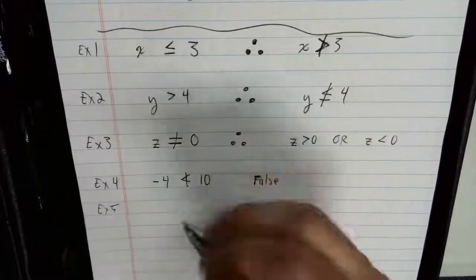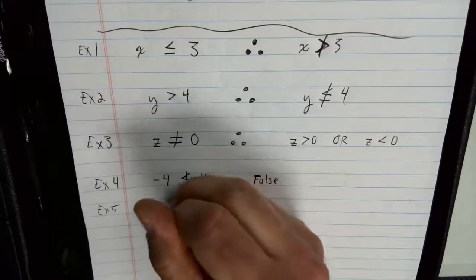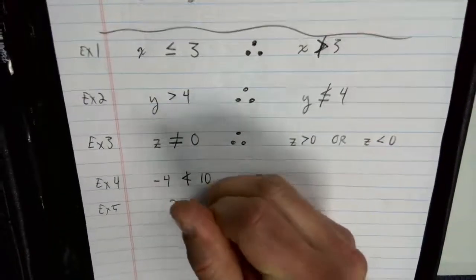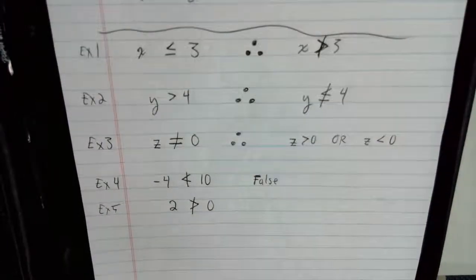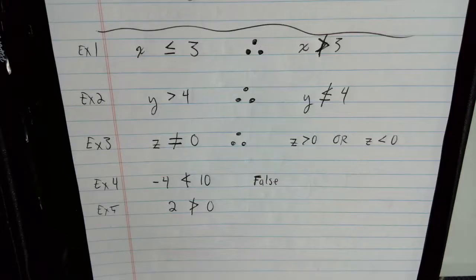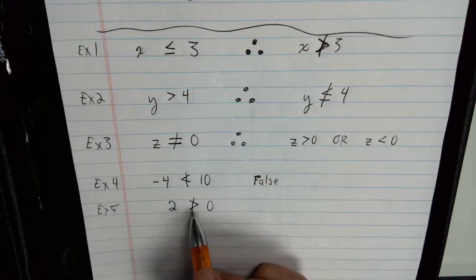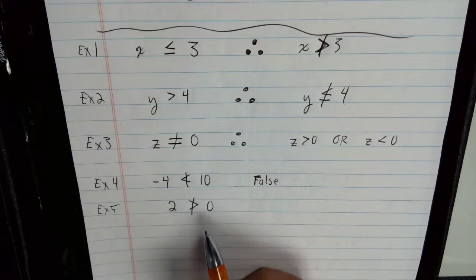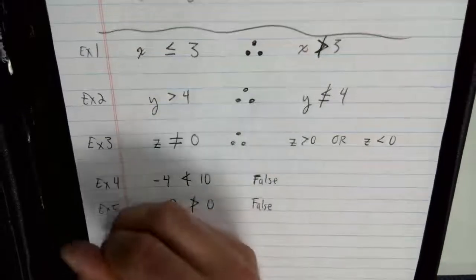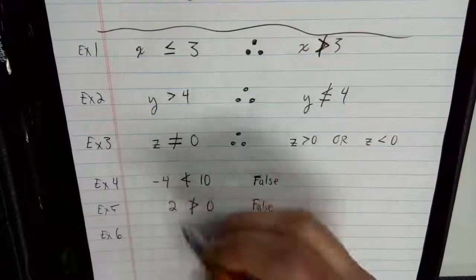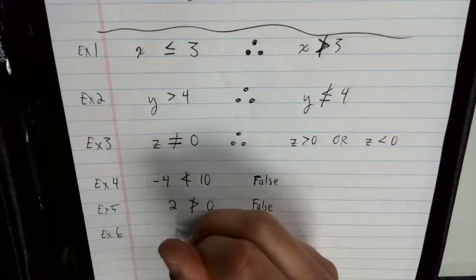Okay, I'm still writing it. Why is there a line in the middle? -4 is not greater than 10. False. 2 is not greater than 0. False. That's false because 2 is greater than 0. True.